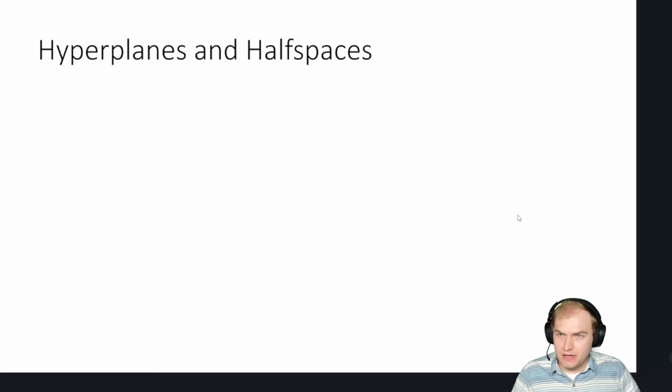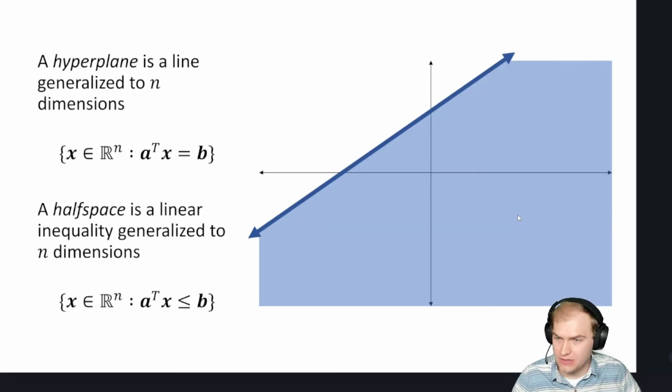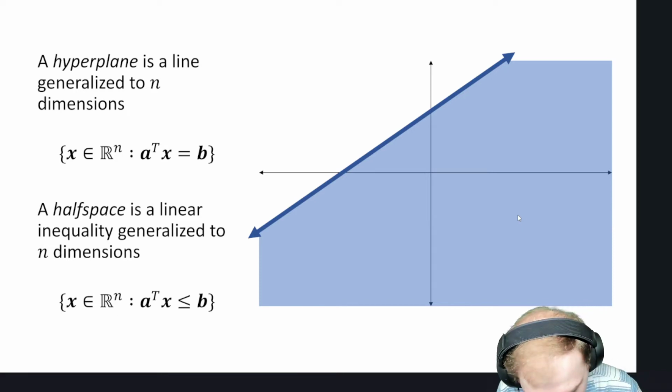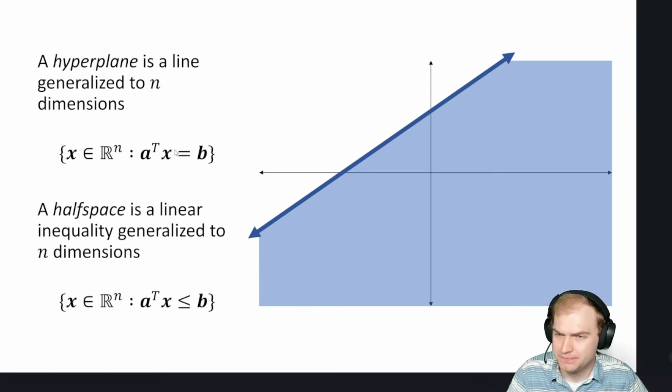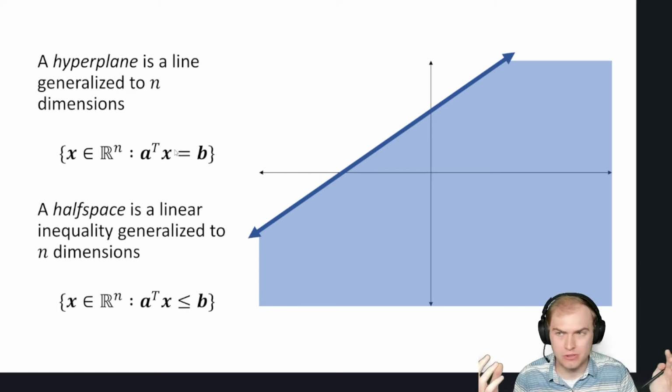So let's define hyperplanes and half spaces. The book does a job of this. It defines it, but I don't know that it gives a great intuitive explanation of what they are. So a hyperplane is just the generalization of a line to however many dimensions of space you want.